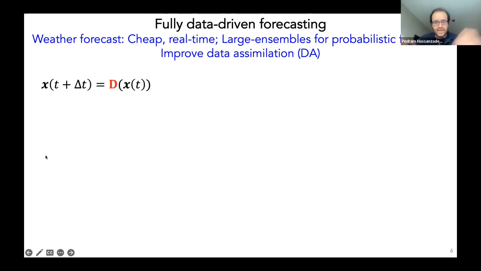Let's just go to the data and train, let's say, a neural network to learn the evolution of the state vector. Maybe just focus on the larger scales. So for an initial condition at time t, we can predict the state at a later time and then put this back and autoregressively move forward in time. There has been a lot of interest in this kind of approach for weather forecasting, generally for turbulent flows. And there has been some progress.